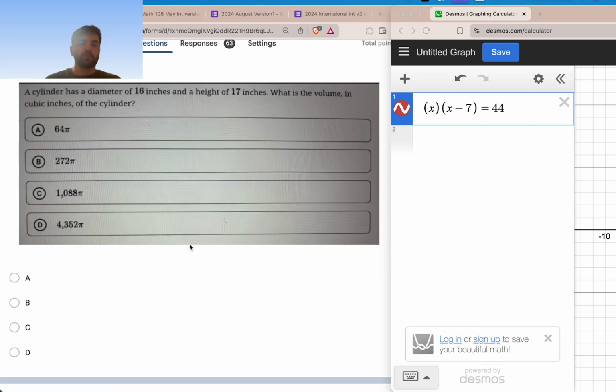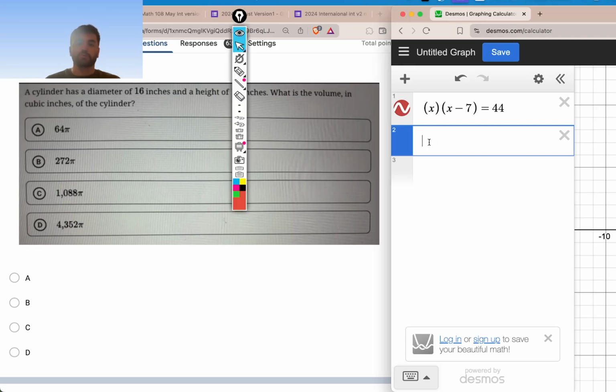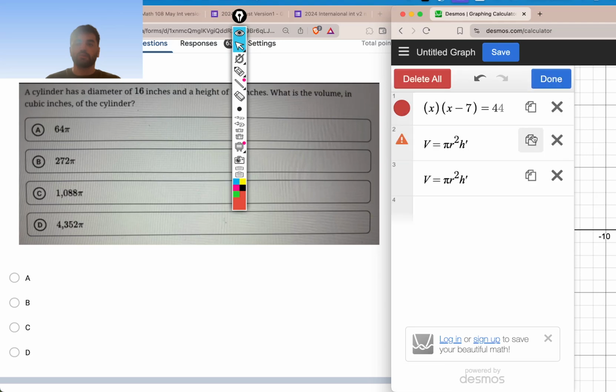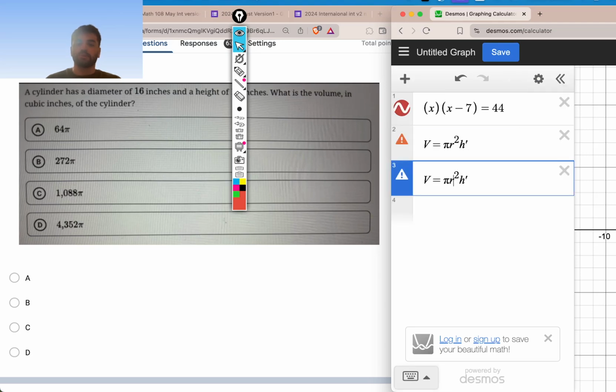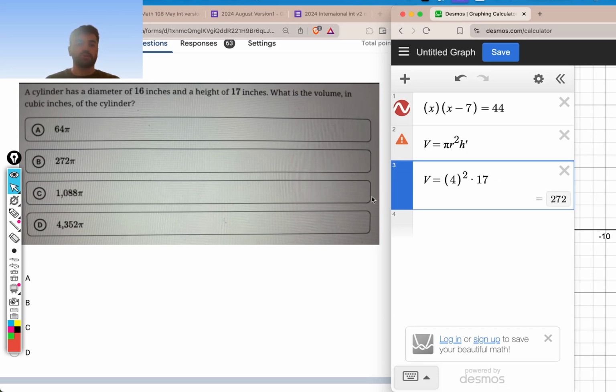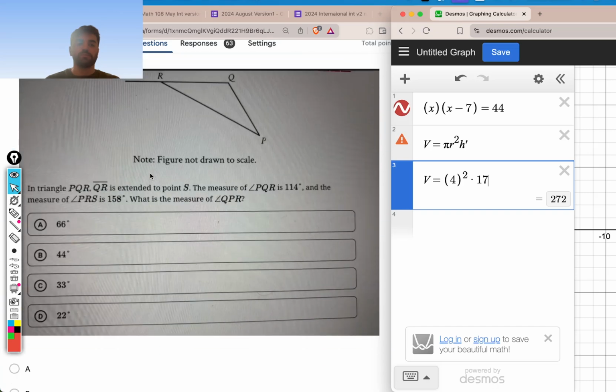For the cylinder, we know that the volume of a cylinder is equal to pi r squared h. You can see that it is the radius, not the diameter, so we have to convert diameter to radius. Then it will be like that. Instead of radius, we write 4, and instead of h, we write 17. Then we delete pi, and we get the answer 372. The answer is B here.